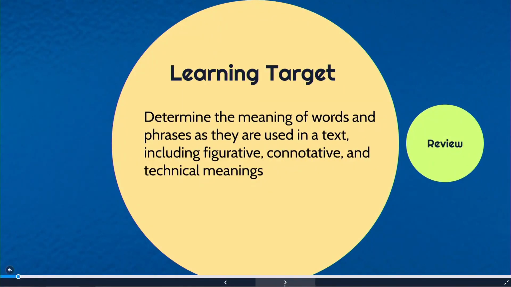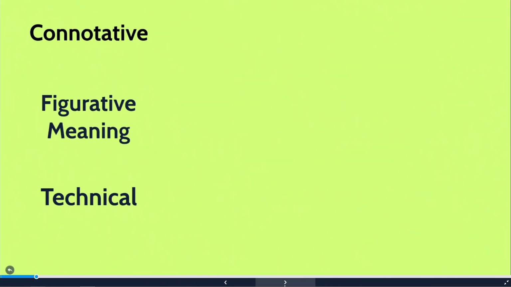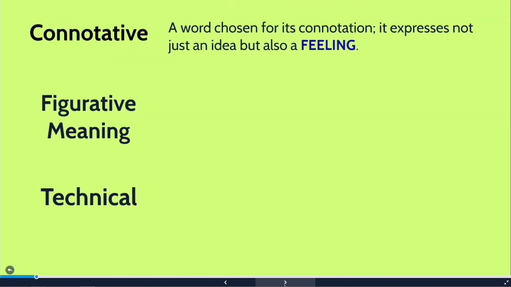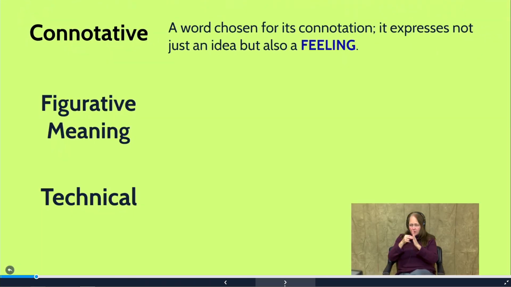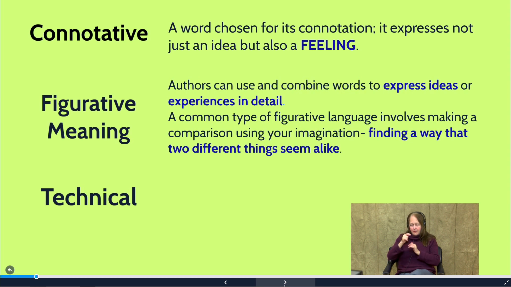Now, what I would like to do is take a moment and actually review what we learned last week, and then we will get to the new part today. So the review is connotative means that the author has chosen a word based off of its feeling. So when you read the word, you immediately have some sort of feeling, whether it be positive or whether it be negative. Figurative is when the author can use and combine words to express ideas or experiences in detail.